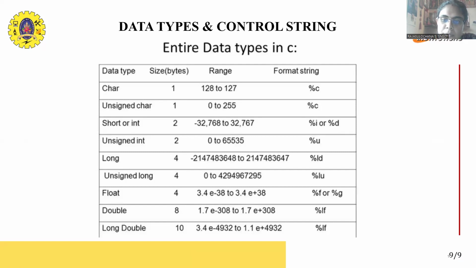Float occupies 4 bytes of memory, and its format string is %f or %g. Double occupies 8 bytes of memory, and its format string is %lf. Long double occupies 10 bytes of memory, and its format string is %Lf.